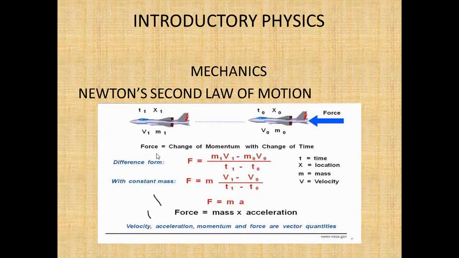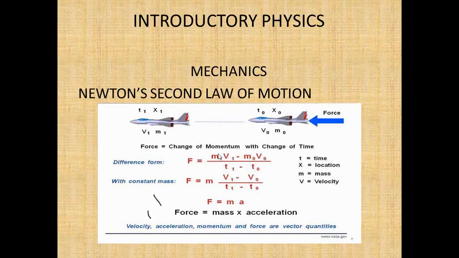The net force is equal to the change of momentum with change of time. Now we're going to cheat a little bit, and momentum is equal to mass times velocity. Momentum is equal to mass times velocity. So the net force on an object is equal to the change of momentum of that object with time.